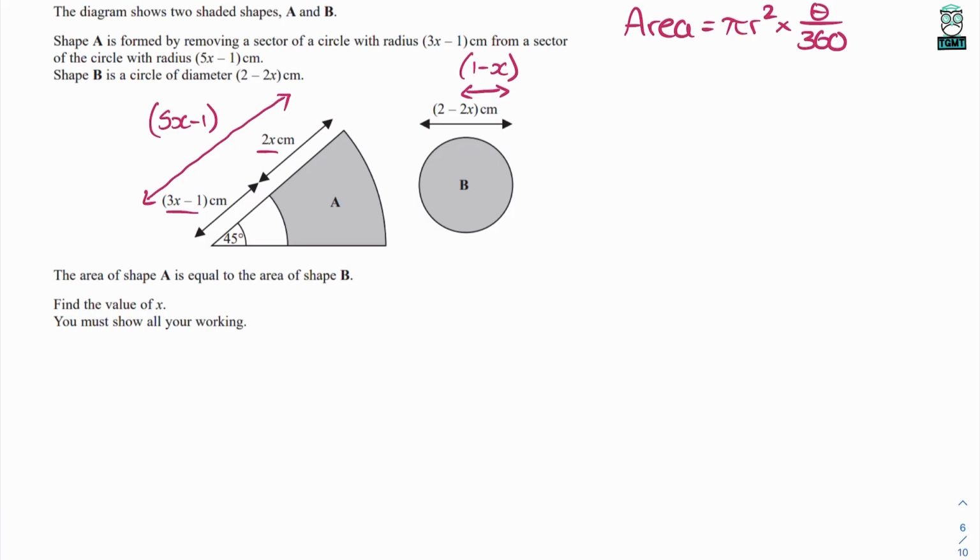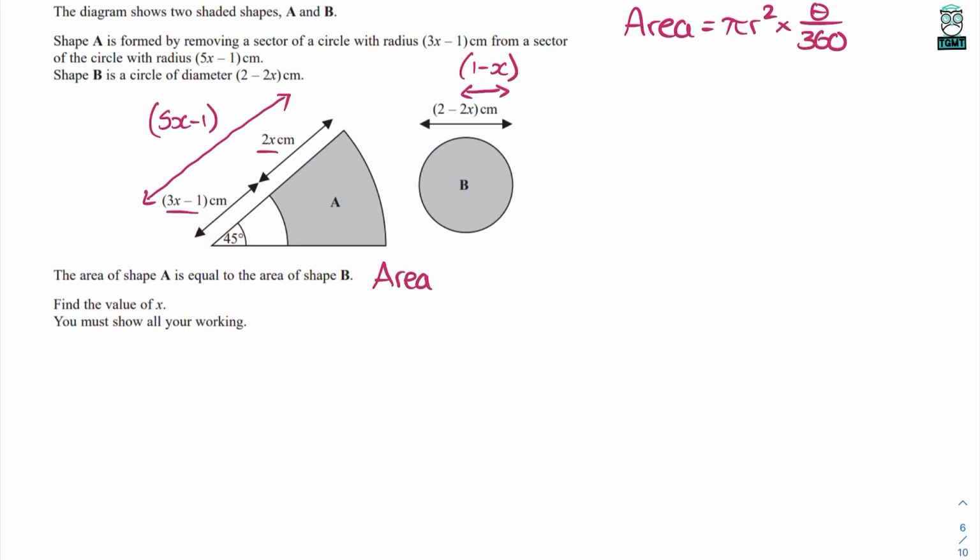Well, in terms of the area of A, we need to get the area of the large part of the sector using the full radius, and then the area of this smaller sector just here. We'd have to take them away from one another. So if we write that down, let's write down the area of A.